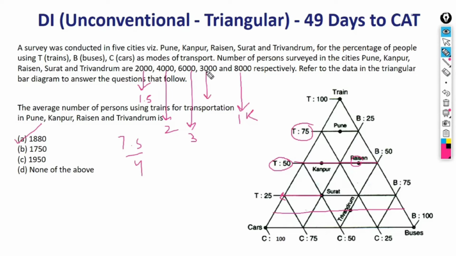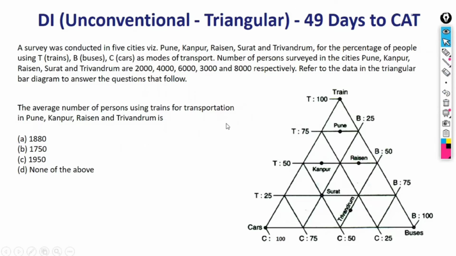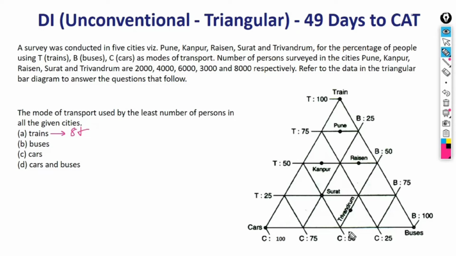So 25% is 0.75. If you add 0.75 here, this will exceed 8, becomes 8.25, right? So trains is done. Let's calculate for the others also. Let's calculate cars. Cars may be the answer because most of it in cars is less than 50 only, because this line represents 50% in cars. So all the places are less than 50%, barring Surat.